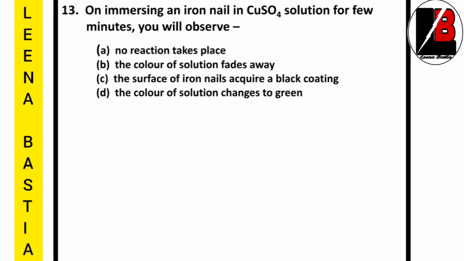So copper sulfate solution and iron. This is what kind of reaction? Copper sulfate and iron. Yeah, recall it. It's a displacement reaction. The color of the solution changes to green will be the correct one, because it is going to give you the product as iron sulfate whose color is green, right?